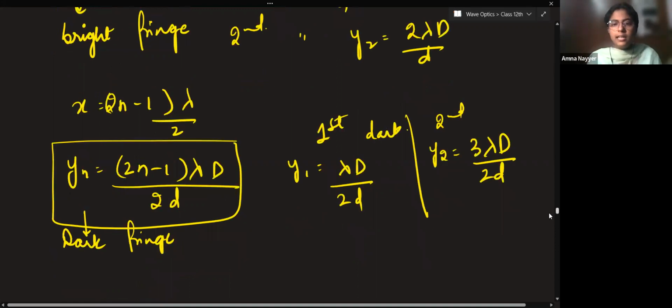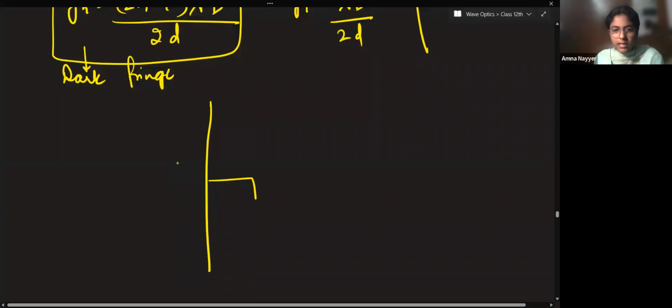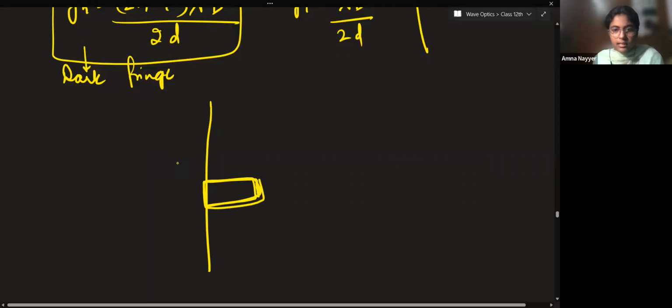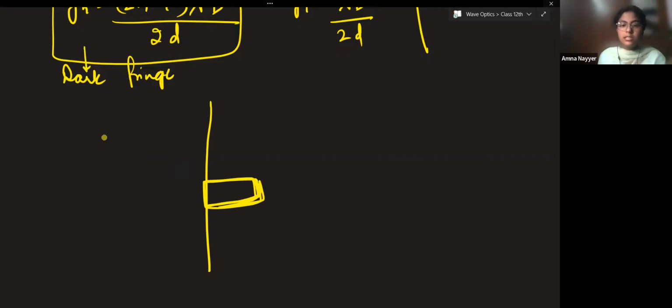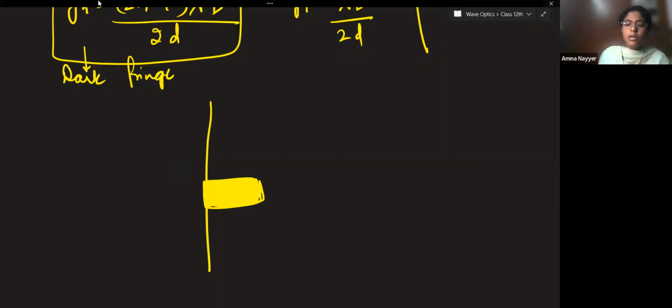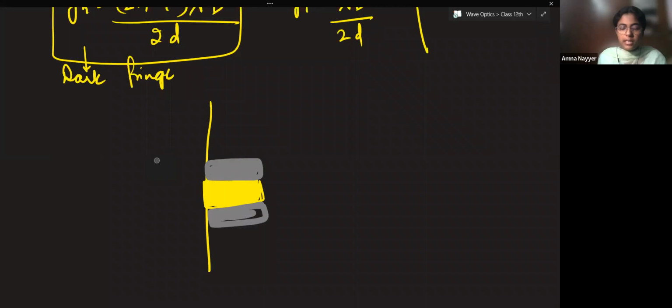See, again I'm repeating. Please understand this one. This is the last time I'm repeating this, so that you can understand. At the center, here you will obtain a centrally bright fringe. Fine, at this particular point. Now what will happen after this point? Here you will obtain a dark fringe. Here also, on either side, you will obtain a dark fringe.